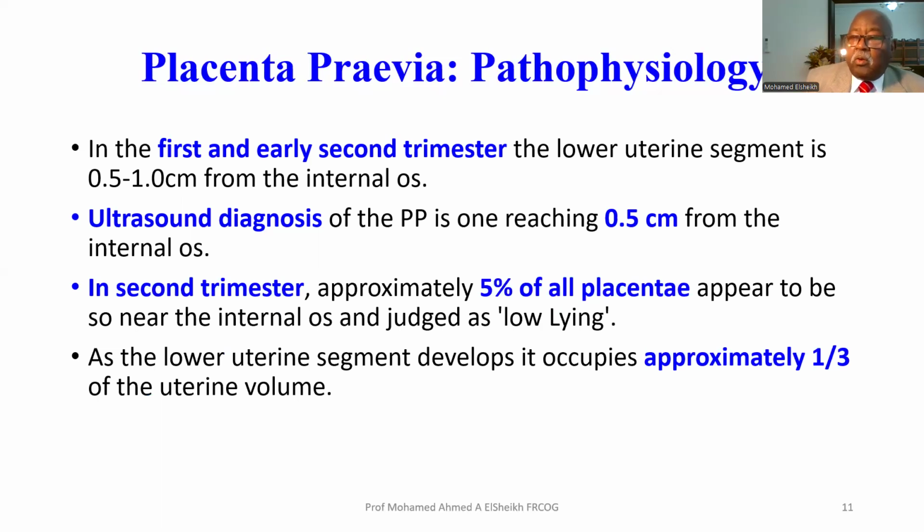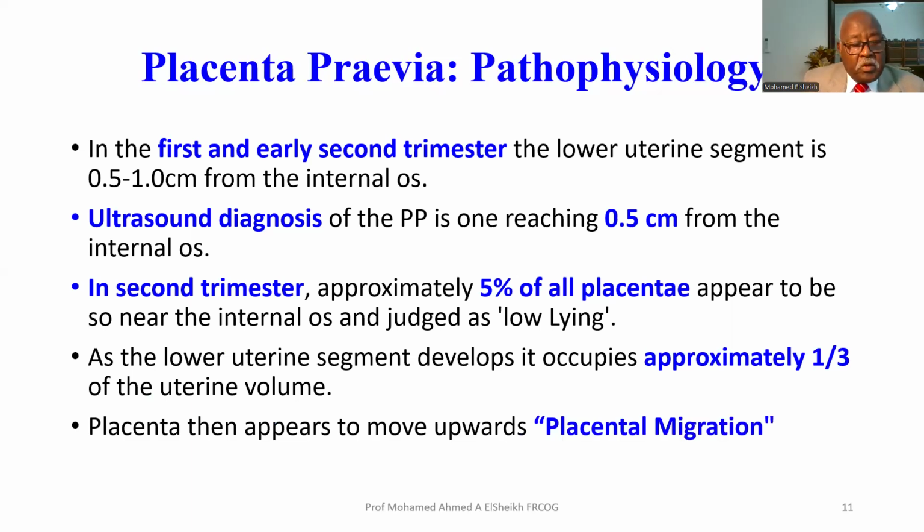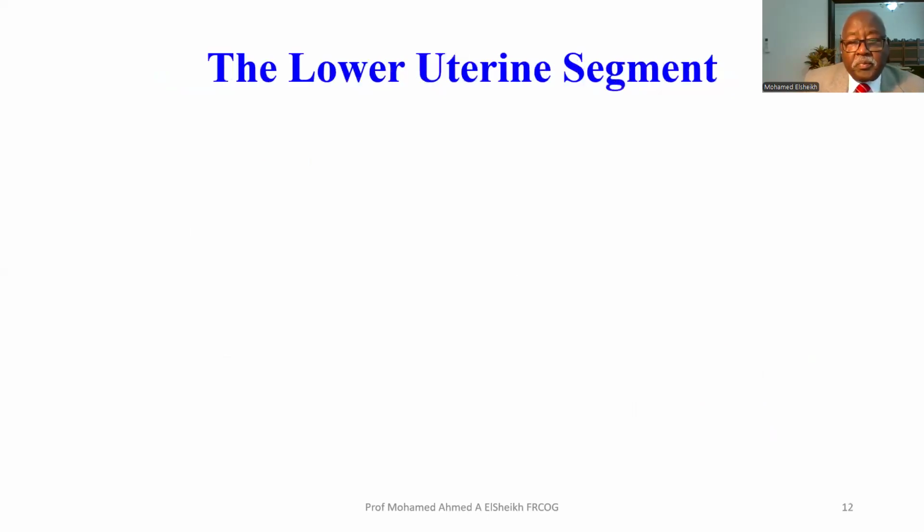Because with the growth of the fetus, the uterus grows, the upper segment stretches upwards, the lower uterine segment tends to form, and it will be about 1/3 of the whole uterine volume. So if you do an ultrasound, some of the placentae which were low-lying early in pregnancy, you will find they have moved up with the lower uterine segment. That's what we call placental migration. The placenta does not move, but the lower uterine segment in which it is inserted moves up.